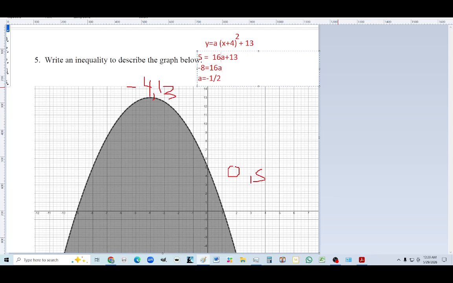So that means I can rewrite the formula with the negative half for a. And this would be the formula.